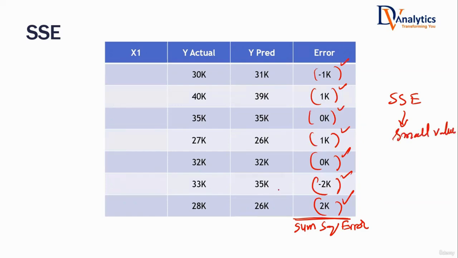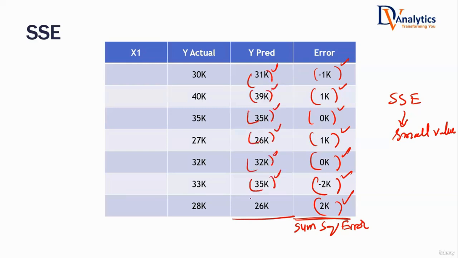Do you agree? So when you are comparing two models, you have the sum of squares of error for model M1 and the sum of squares of error for model M2. Which model would you go for? Ideally, the model that has the smaller value of sum of squares of error. That model is picked.